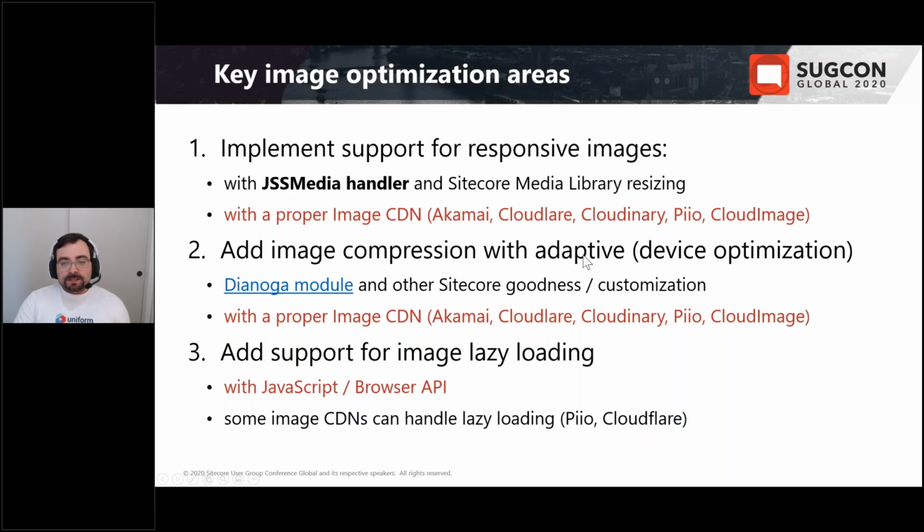In terms of image compression and adaptive compression, this is hard. You could do it yourself. There's some open source goodness from the Sitecore community, but again, I'm a lazy developer. I'm going to use a proper image CDN for that.